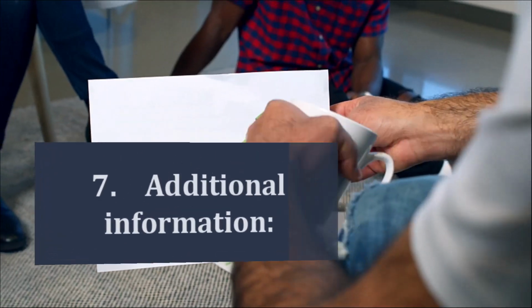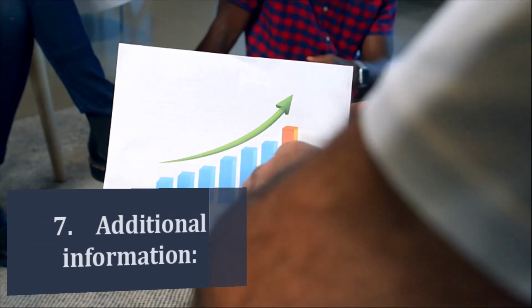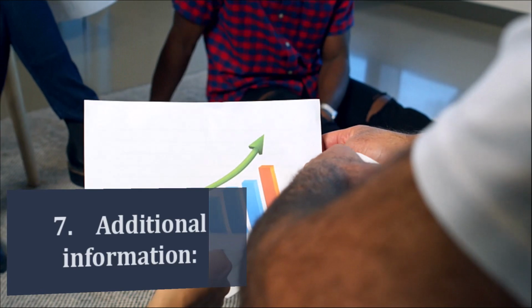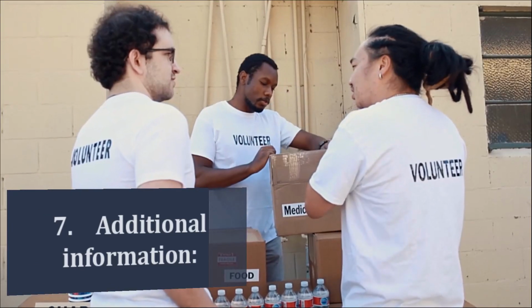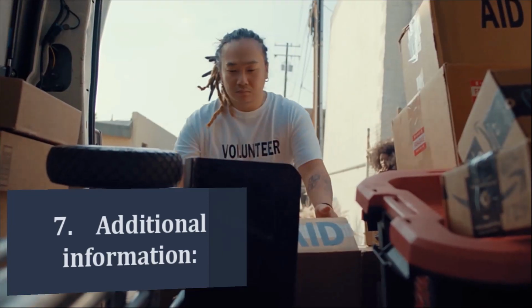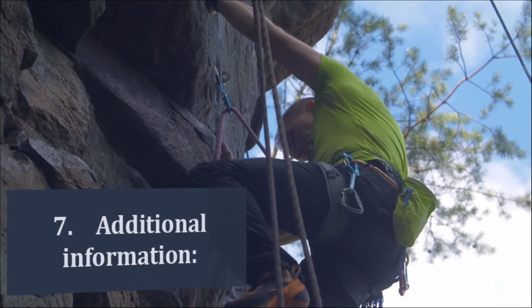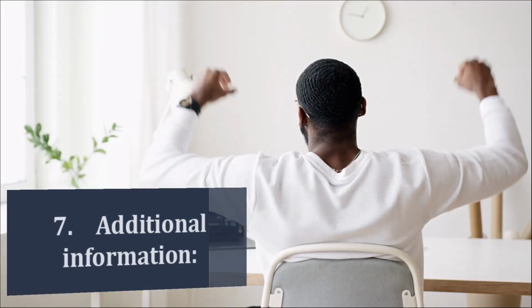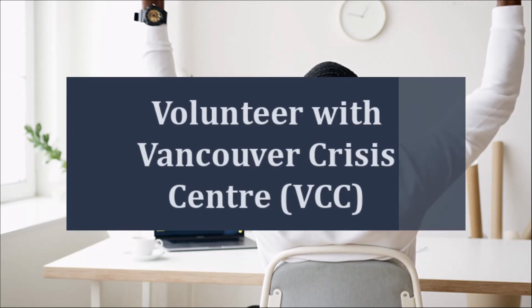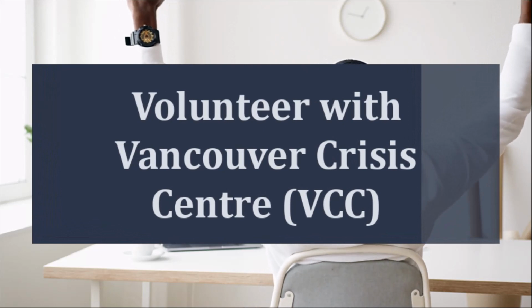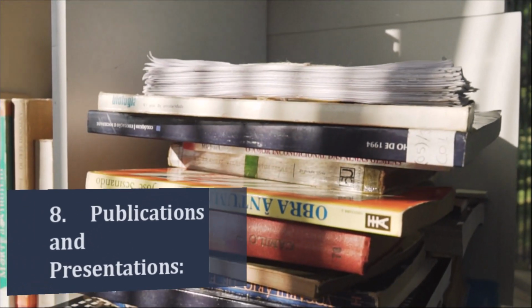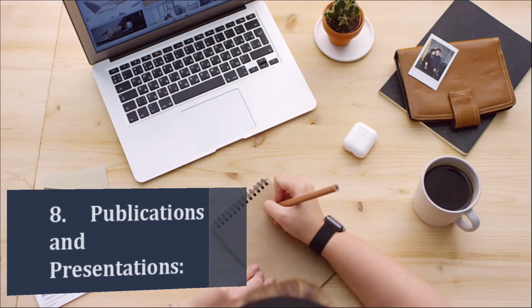7. Additional information. If there's additional information that you believe could be beneficial to the reader, include it here. For example, you might include volunteer work, charitable endeavors, or any other personal or professional achievements that could strengthen your profile. Example: Volunteer with Vancouver Crisis Center, VCC. 8. Publications and presentations, if applicable.